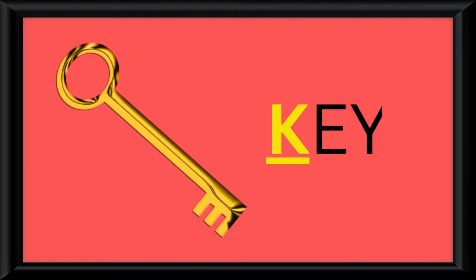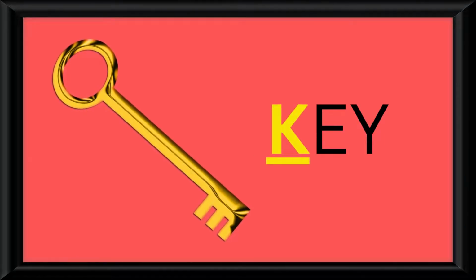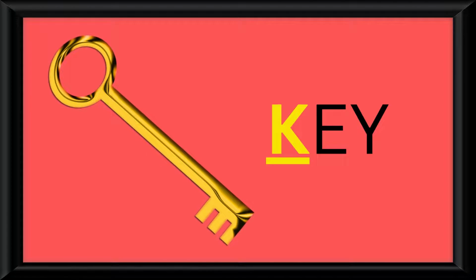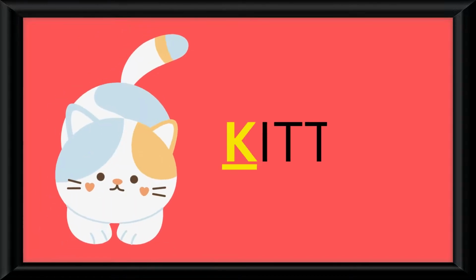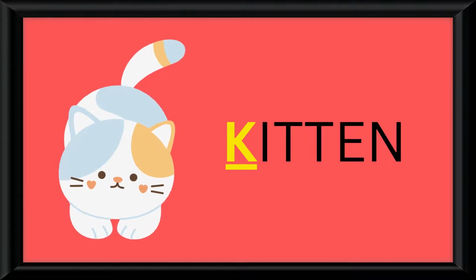K is for key. K, key. K is for key. K, key. K is for king. K, king. K is for king. K, king. K is for kitten. K, kitten. K is for kitten. K, kitten.